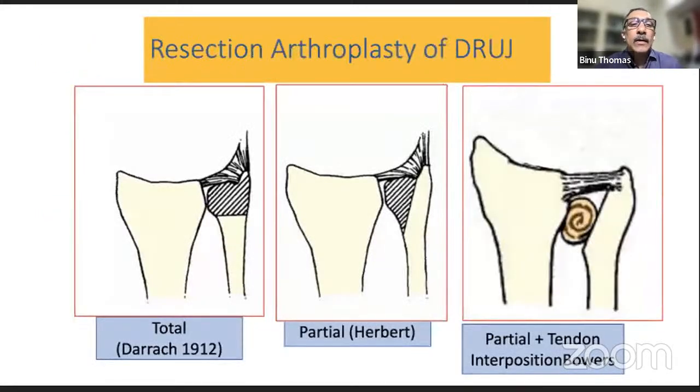So resection arthroplasty of the distal radioulnar joint can be total when the whole head of the ulna is removed. It was described and popularized by Darrach in 1912. Or partial excision of the head by Herbert. Or we can also partially excise the head of the ulna with a tendon interposition. In these situations, the TFCC is generally intact. So it's more for an arthritic problem rather than for an instability, these two operations, the partial resection and interposition.